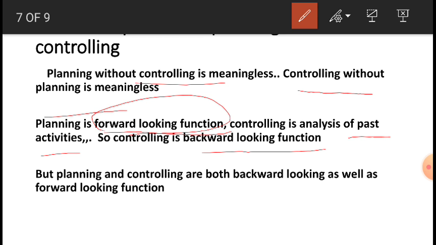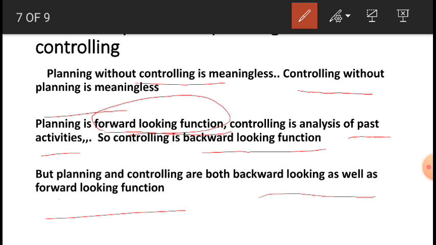But planning and controlling are both backward looking as well as forward looking functions. Yes, because, as I told, planning is forward looking, but you are planning on the basis of your past. If the result of your past exams, past performance is good, only then you plan good for your future.